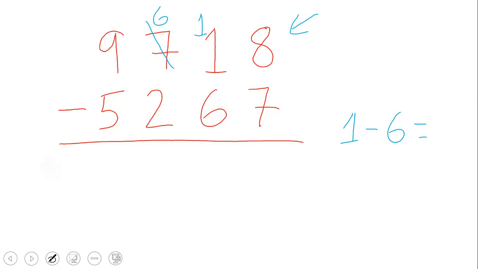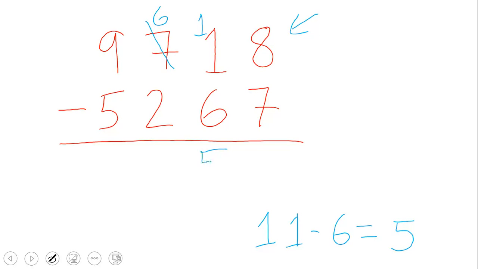So let's represent that right there. What is 11 minus 6? 6, 7, 8, 9, 10, 11. That is 5. So 5 is definitely supposed to go here. And 8 minus 7, like we saw before, is 1. Good. So let us move over to the next column, the hundreds column.